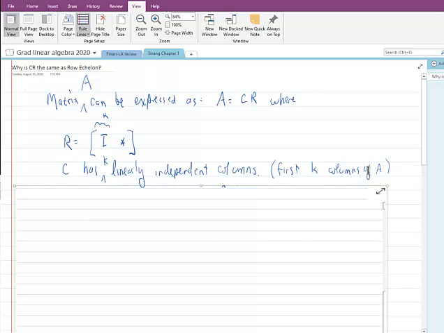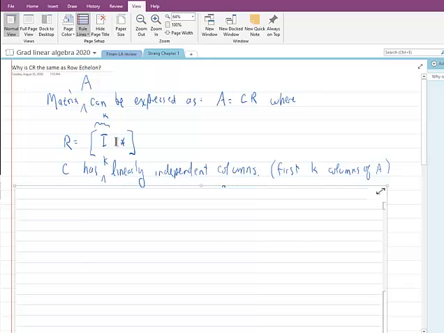Now, I said any matrix can be expressed this way. There is a caveat there that I'll talk about later. But basically, you're writing A as a matrix of columns times a matrix of rows, and these rows have a very nice form: identity matrix and then some stuff. Now, certainly this R looks like the RREF of A.